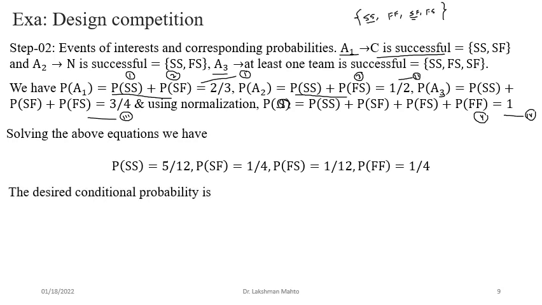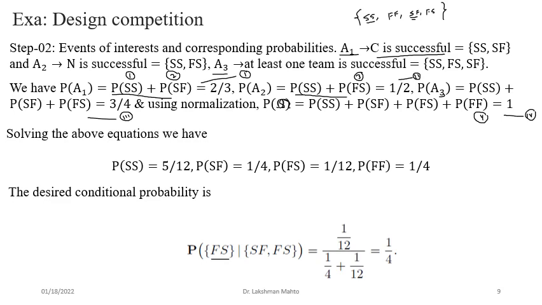Then what is the desired probability? The desired probability says that you have to select that success is coming from the innovative team. If both successes are coming from the innovative team, so you can see it this way. It is difficult to go back actually. So this is the desired probability.